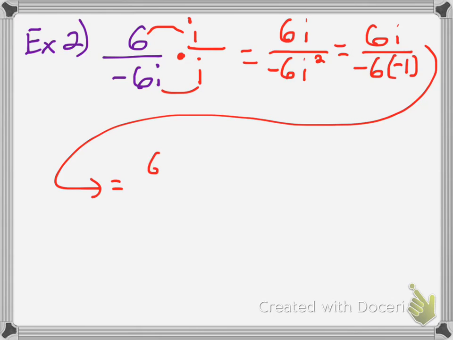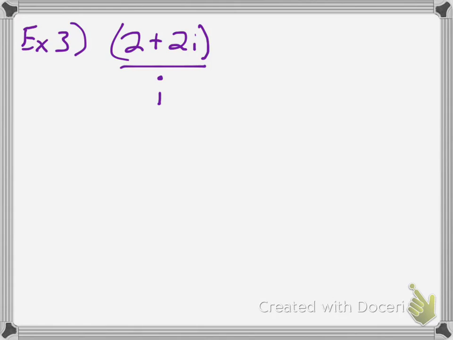So we got 6i on top over, well, negative 6 times negative 1 is positive 6. And, well, what's 6 divided by 6? 1i. Pretty simple, right? Well, let's look at the last one here. Not terribly difficult, but not terribly simple either.